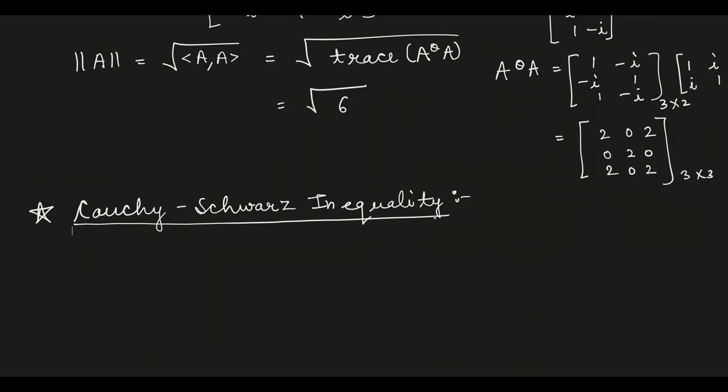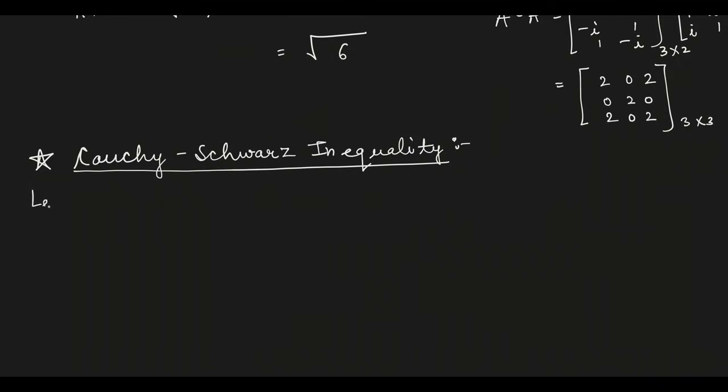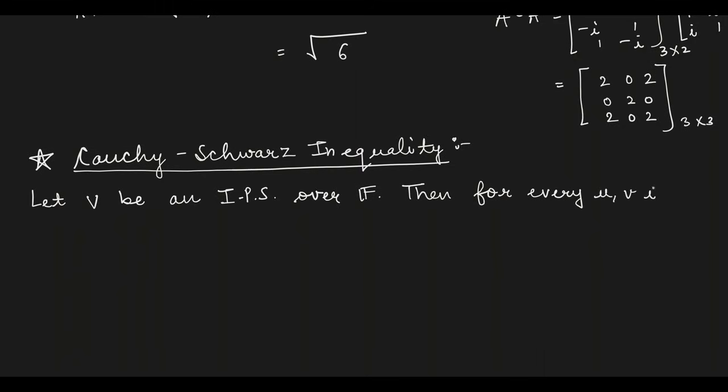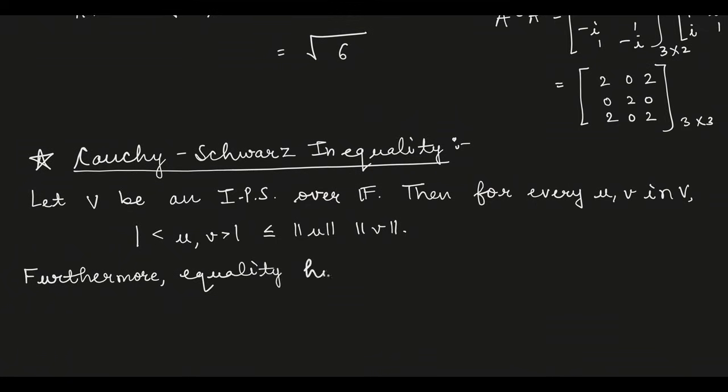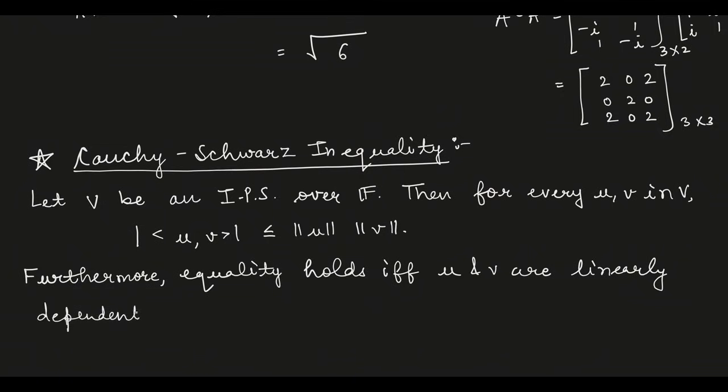Let V be an inner product space over field F, then for every U, V in V, the modulus of the inner product of U comma V is less than or equal to norm U times norm V. Furthermore, equality holds if and only if U and V are linearly dependent, which means one is a scalar multiple of the other.